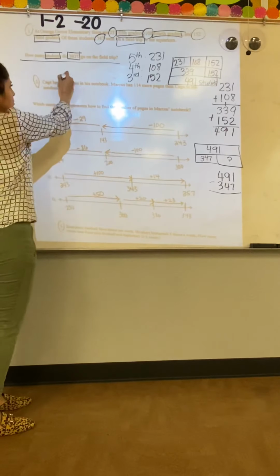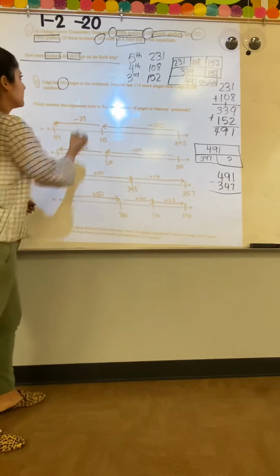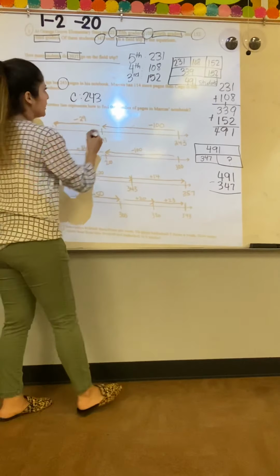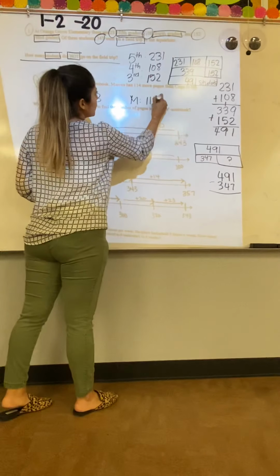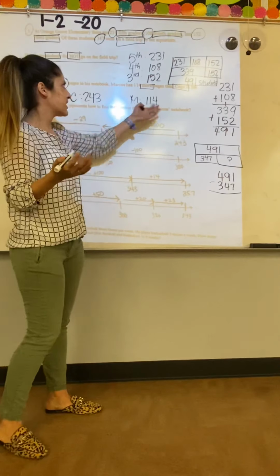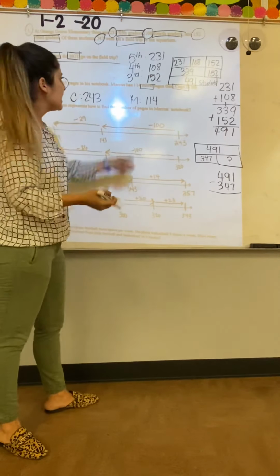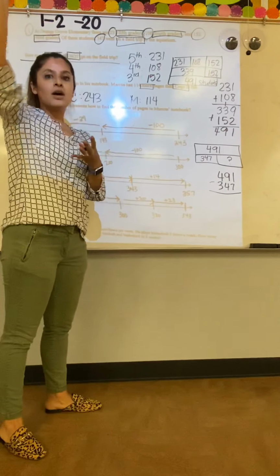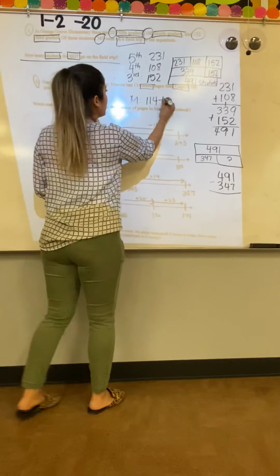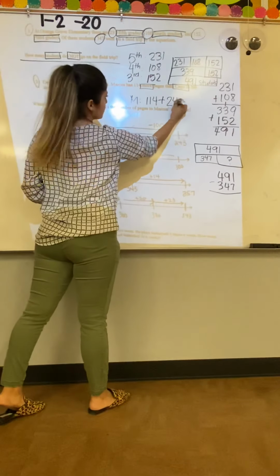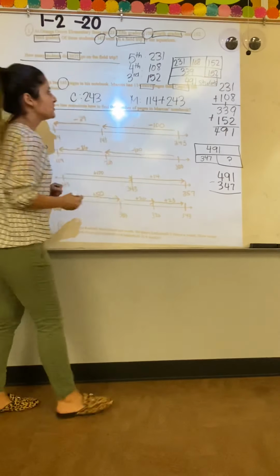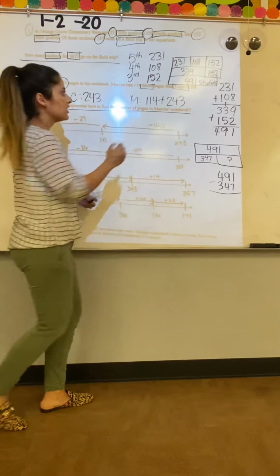Cage has 243 pages in his notebook. So Cage has this much. Marcus, a different character, has 114 more than Cage. So does that mean that Marcus has 114? No, he has 114 more, a greater amount, an increasing amount. So we know that Marcus has more than this person, Cage. Here's our question. Which number line represents how to find the number of pages in Marcus's notebook?